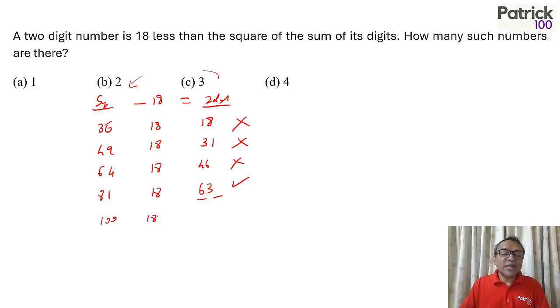100 minus 18 is 82, and 8 plus 2 is 10, whose square is 100. This also satisfies. 121 minus 18 gives you a three-digit number. So only 2 of them satisfy. So the answer is 2.